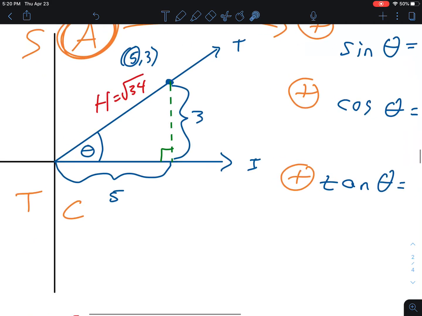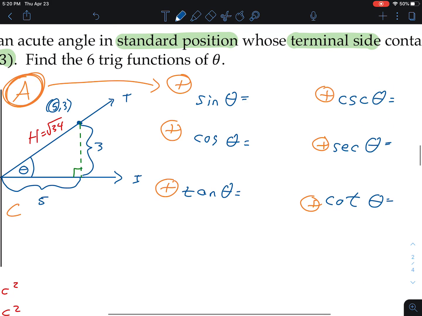So sine, opposite over hypotenuse, 3 over radical 34. Done. That's it. You found it. You can write the decimal approximation, but I like the fractions better. Cosine, adjacent over hypotenuse, 5 over radical 34. Done. You found cosine of an angle such that you go through that point. There it is. Tangent is opposite over adjacent, 3 over 5.